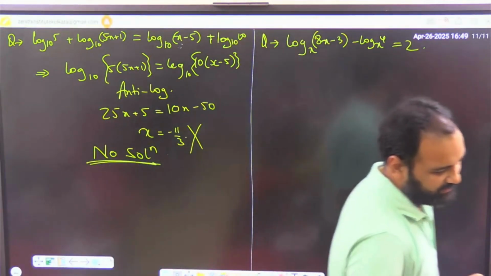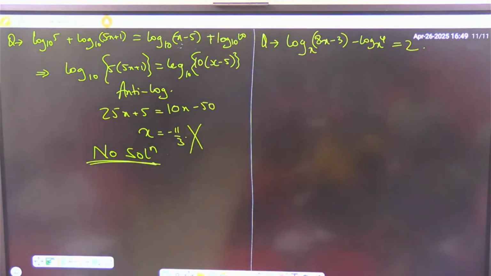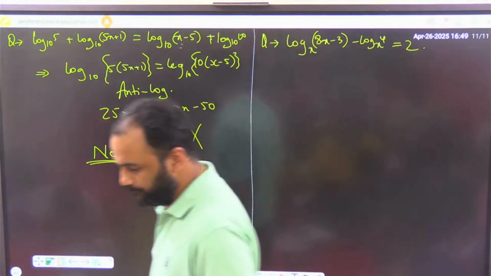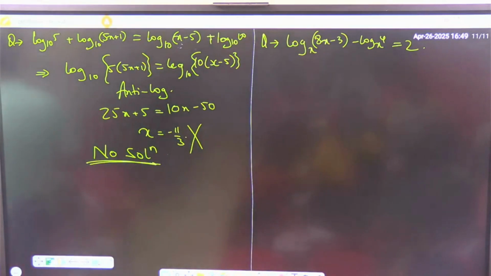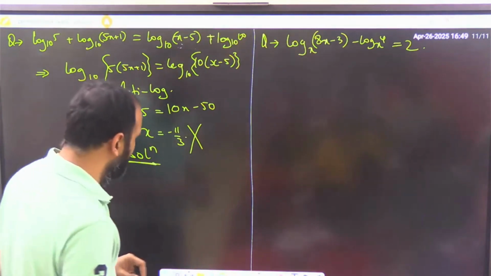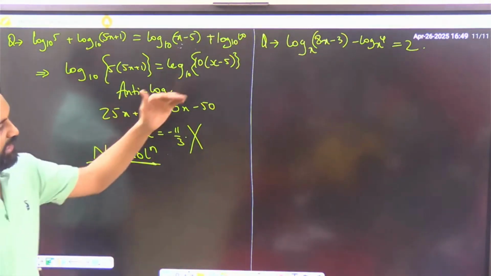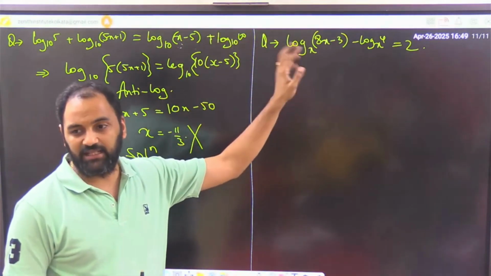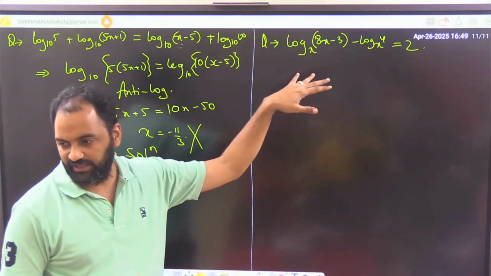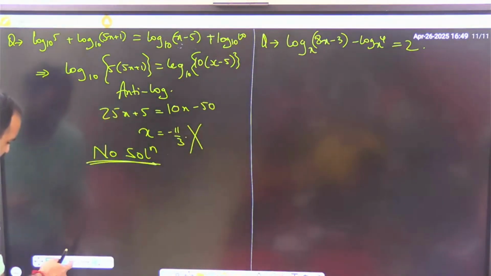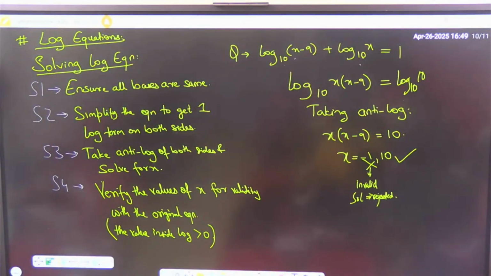Log of 8x minus 3 to the base x. If you notice in the question, we have x in the base as well. So you can go back to this condition. This is a small modification.